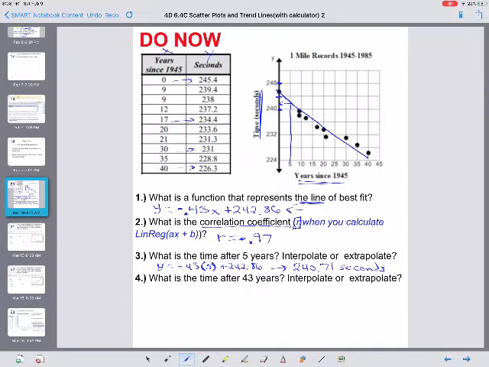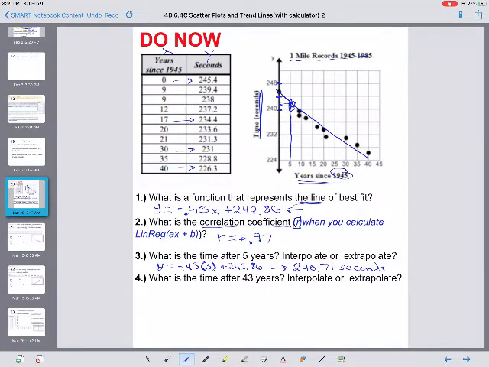Basically what this is saying, these are 1 mile records, by the way, being run. What it's saying is that 5 years after 1945, that's 1950, the 1 mile world record was probably around 240 seconds. Again, I say probably because it's a prediction.